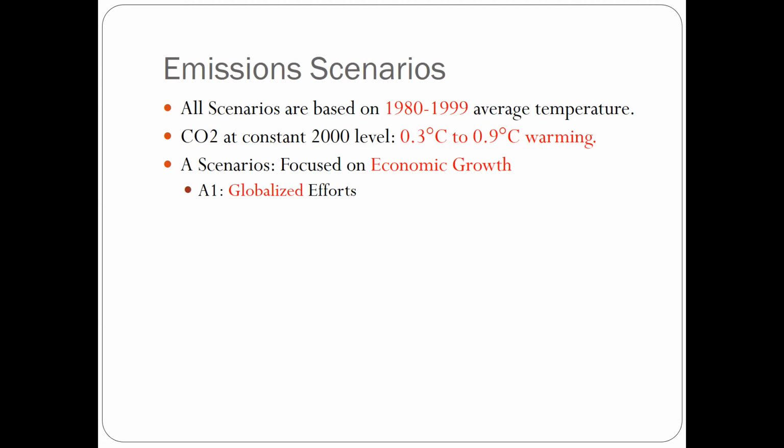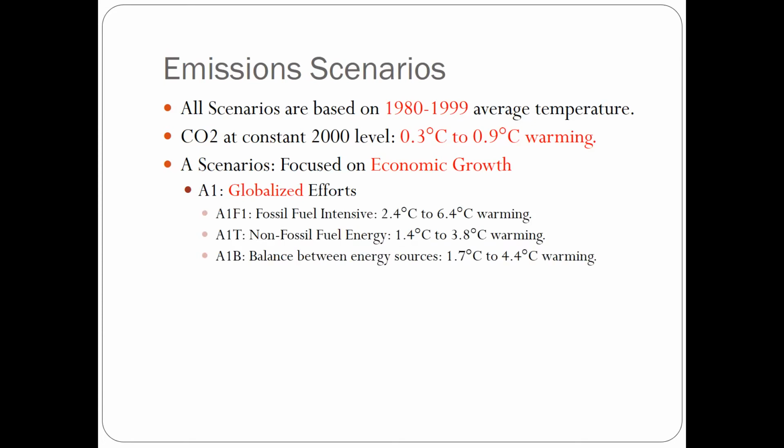The first set of scenarios are called the A1 scenarios. These are globalized efforts. In this case, the world as a whole focuses on one concerted effort for economic growth. And there are 3 A1 scenarios. They are A1FI, which is fossil fuel intensive, meaning we're just going to burn all the fossil fuels we have, keep doing it, keep doing it, keep doing it. A1T represents no fossil fuels. We're going to completely throw away fossil fuels. And A1B is balanced. In the A1FI scenario, we are committing ourselves to at least 2.5 to potentially as much as 6.5 degrees Celsius in warming.